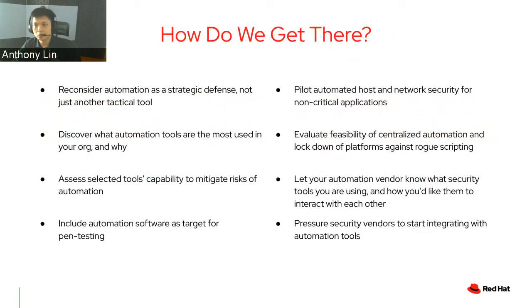So how do we get there? We want to reconsider automation as a strategic defense. It's not just another tactical tool. Different things you want to look at: discover which automation tools are most commonly used in your organization and why we are using them. We want to assess the selected tools' capabilities, and you want to include automation software perhaps as a target for your penetration testing. Evaluate the feasibility of centralized automation, which really is what we are trying to say is good. Those are just some ways.